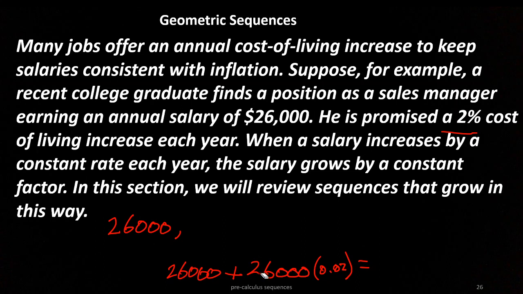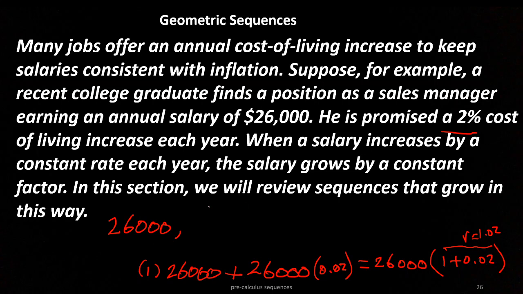They both have 26,000. We can factor 26,000 out. So think of it, there's a 1 here, and there's 0.02 here. That would be 1 plus 0.02. So if you multiply 26,000 by this number, you get the next year's salary. So that means our R here is 1.02.